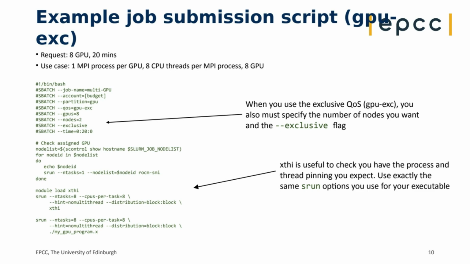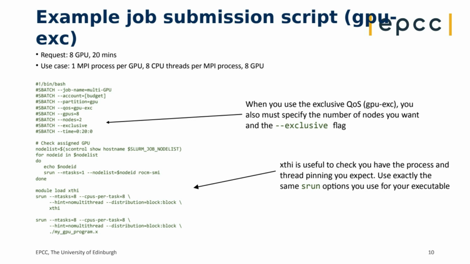So I am right. Here we do use the ROCM SMI command again. What we actually do is loop over the nodes in the job and run ROCM SMI on each of the nodes in turn to check we've got the right sets of GPUs we expect on each node. And then we also use XT-hi to check that we're doing the right sort of process and thread pinning that we expect. And here you just use exactly the same srun options you use for your executable, and it will print out what the process and thread pinning looks like.